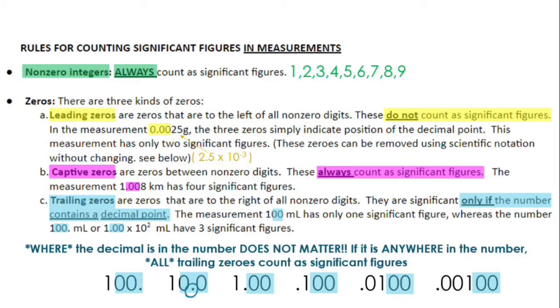That decimal could be in the middle of the zeros and it still makes them significant. It could be right in front of the zeros. They're still significant. It could be over here, not even touching those zeros, and the zeros are still significant. No matter how many numbers we squeeze between that decimal and those trailing zeros, if there is a decimal anywhere in the number, those trailing zeros at the very end of the number all become significant.